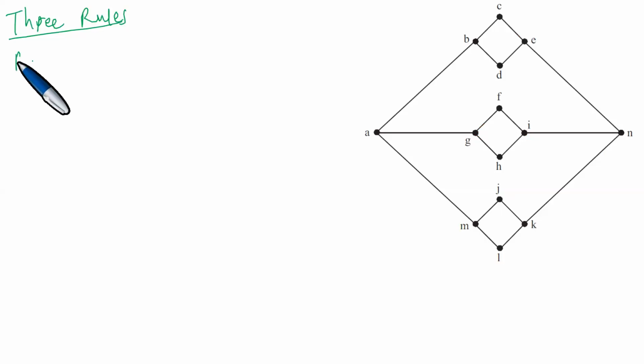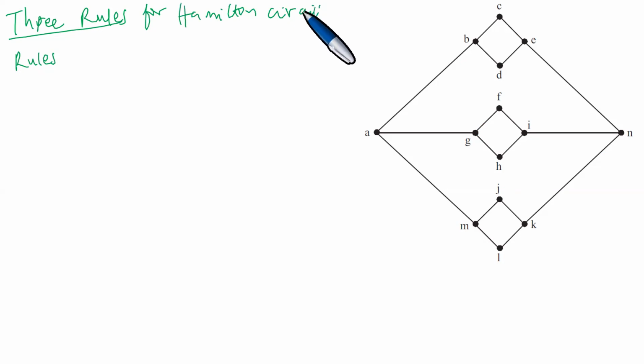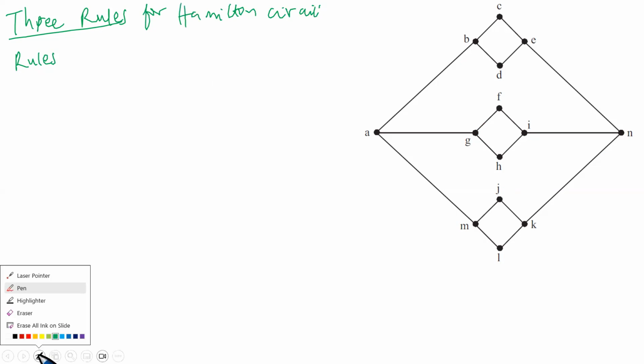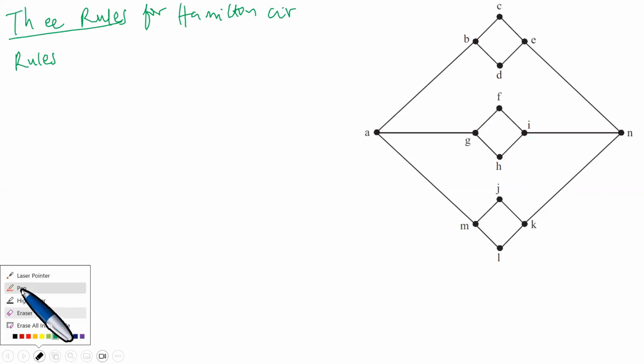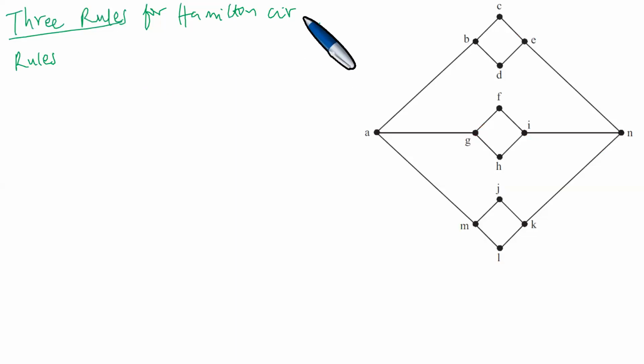Here are the rules. These are called the three rules. What is rule one? Three rules for Hamilton circuits. What are the three rules for Hamilton circuits? We analyze them now. There are three rules for Hamilton circuits. What is rule number one?